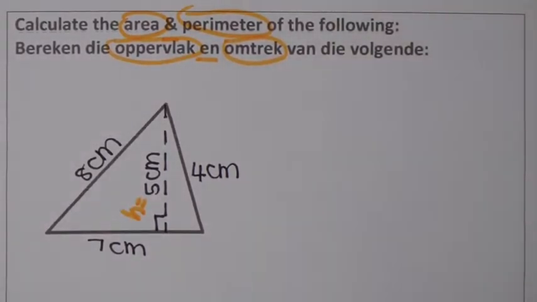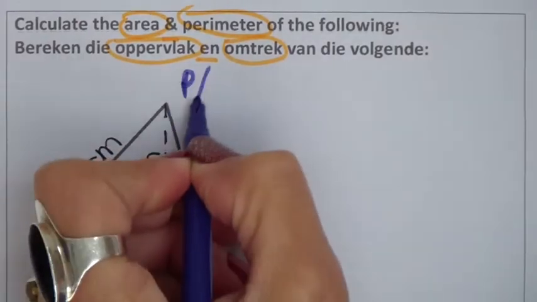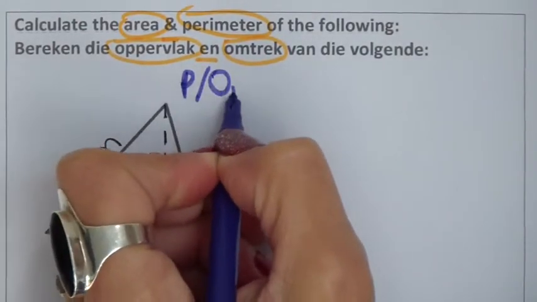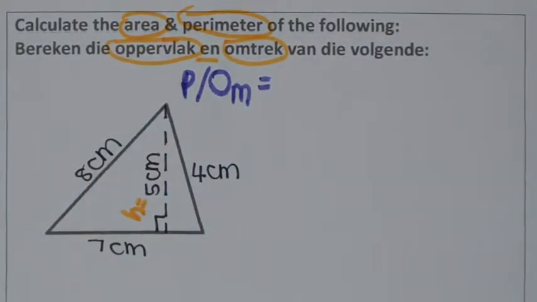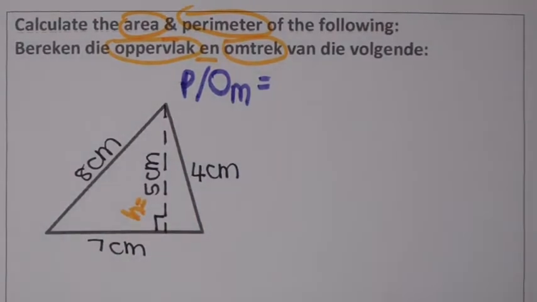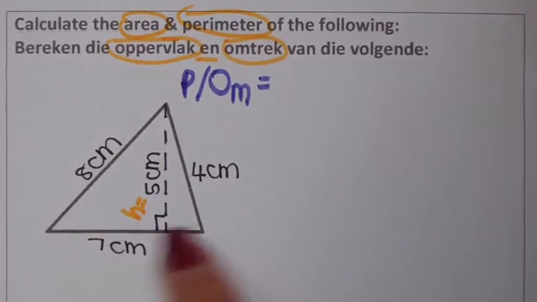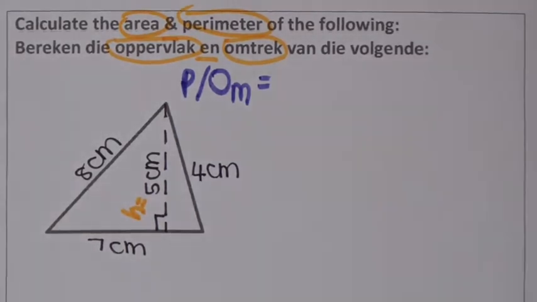Nou gaan ons gou uitwerk 2 goeders. Eerstens die omtrek. First the perimeter. So we say P or perimeter, OM vir omtrek. Okay? And it's the outside. Do you agree with me? Dis die buitekant. Guys, there is no formula. There is no specific formula for working out the perimeter of a triangle. Because some triangles are like this one.